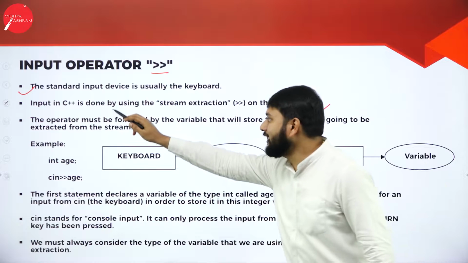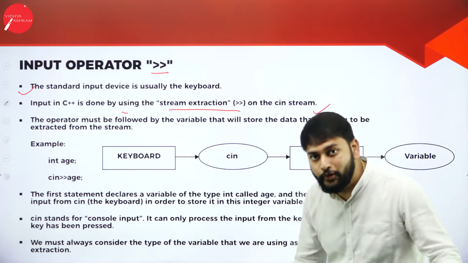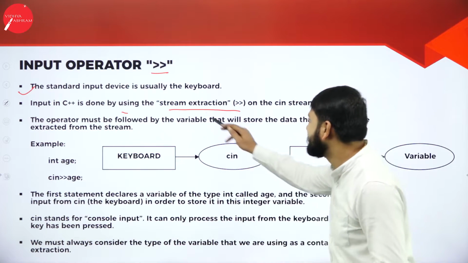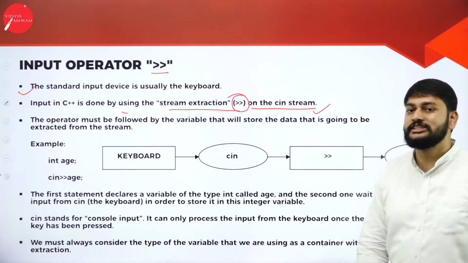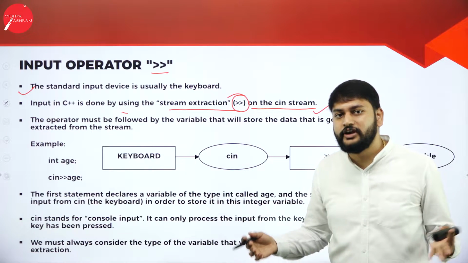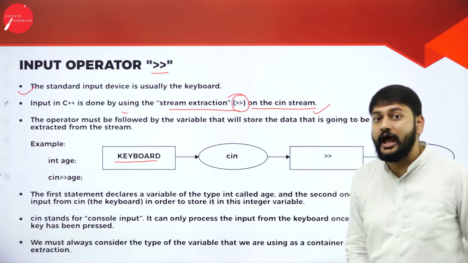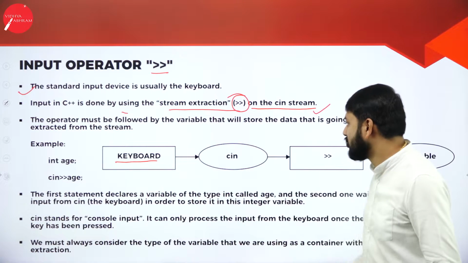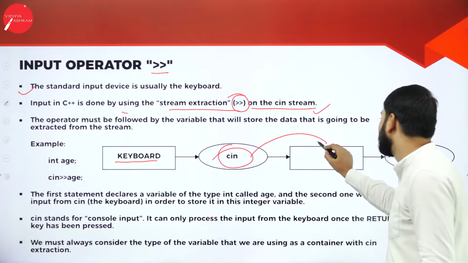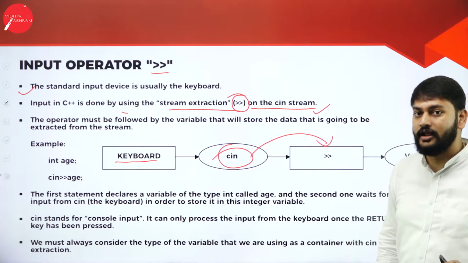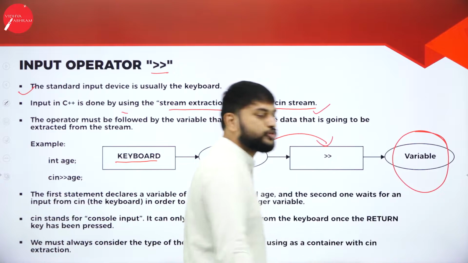Second point. Input in C++ is done using, please understand, stream extraction, that is this symbol on the cin stream. Sir, what is the meaning of it? We did not understand anything. Sir, look at this example. I have the keyboard. I will enter something, so it will come to cin. After that, I have the operator. This is what I will call a stream extractor. From this operator, the value will go to the variable.